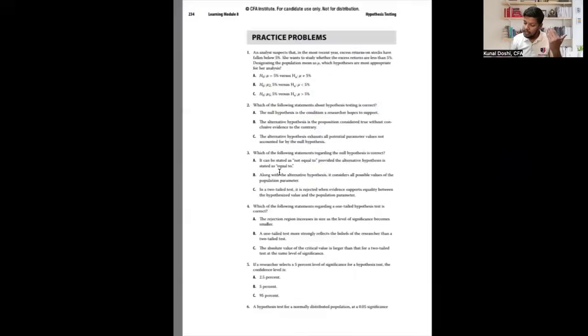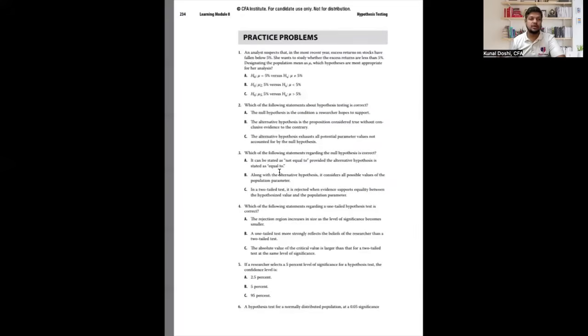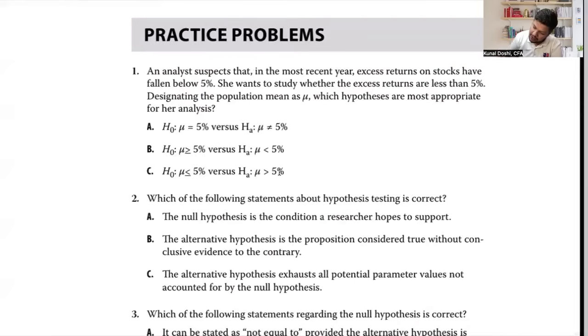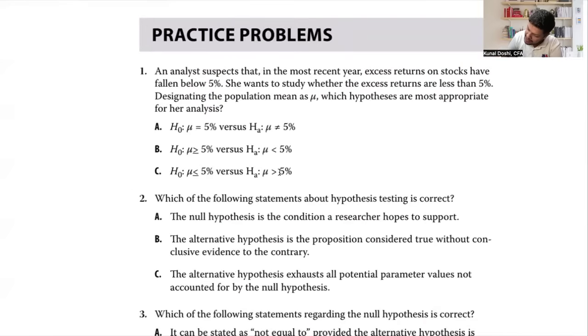Okay. Let's start with the first question. There are a couple of questions, what I realized about hypothesis, 20 questions here and probably more in the future, is that it includes almost all the variety. Correct? Let's start. The first one, an analyst suspects in the most recent year, excess return on the stocks have fallen below 5%. She wants to study whether the excess returns are less than 5%.